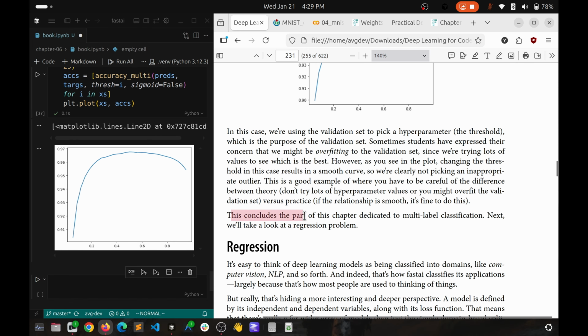This concludes the part of this chapter dedicated to multi-label classification. Next, we'll take a look at a regression problem.